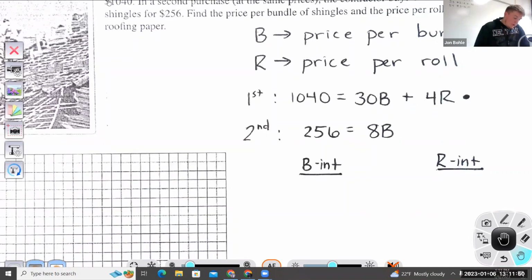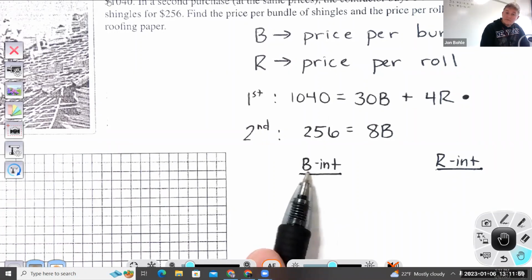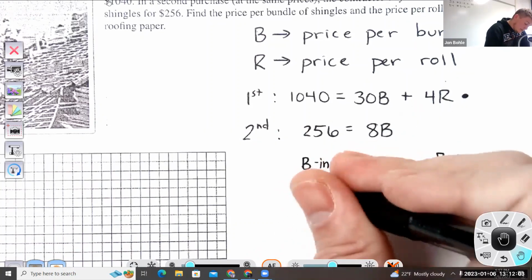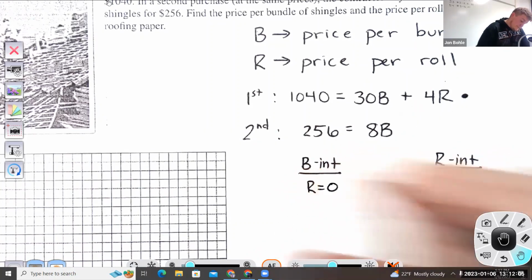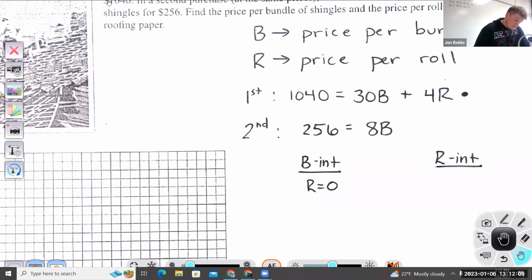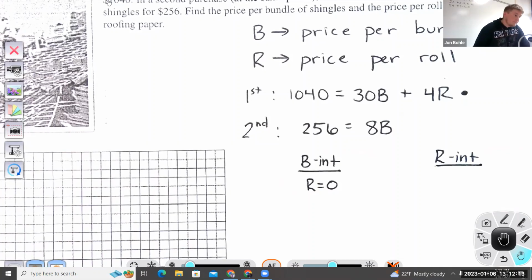So what I want to do is I want to then find the b-intercept. So similar to the x-intercept and y-intercept, if I'm finding the b-intercept, the r value will be 0. So then what variable goes away?